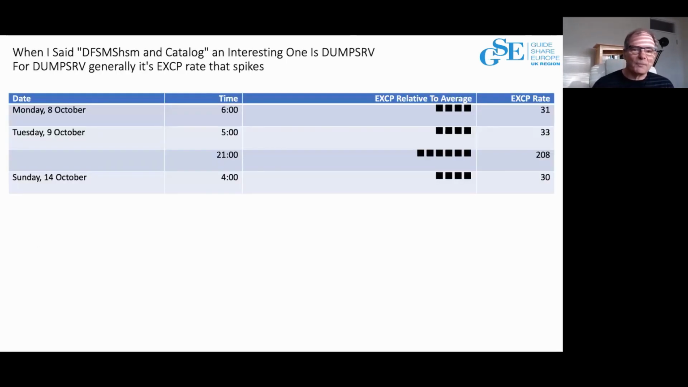Okay. Now, I held my fire a little bit on that last slide because the really interesting one to me is actually DumpServ. So this is an example with a customer where DumpServ spiked. Now, it wasn't CPU that spiked. It was, as is so often the case, the XCP rate that spiked.